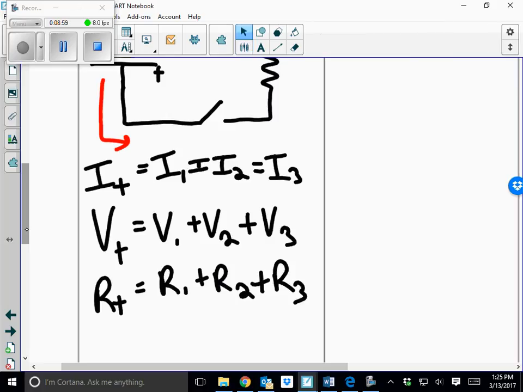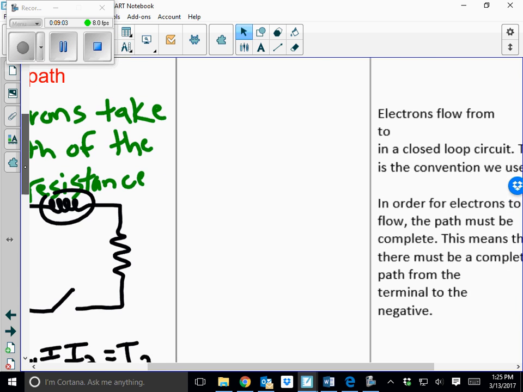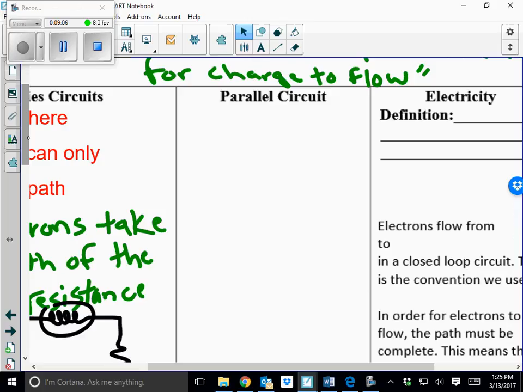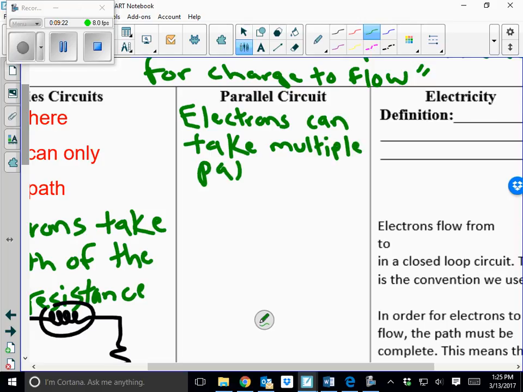Now, a parallel circuit is the opposite of what the series circuit is. A parallel circuit is where electrons can take multiple paths. So here's what it looks like.